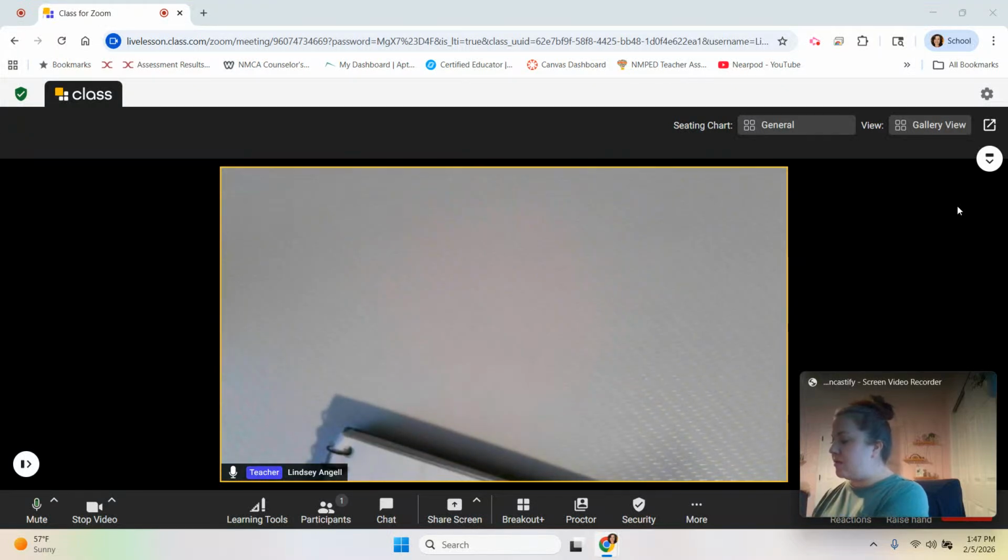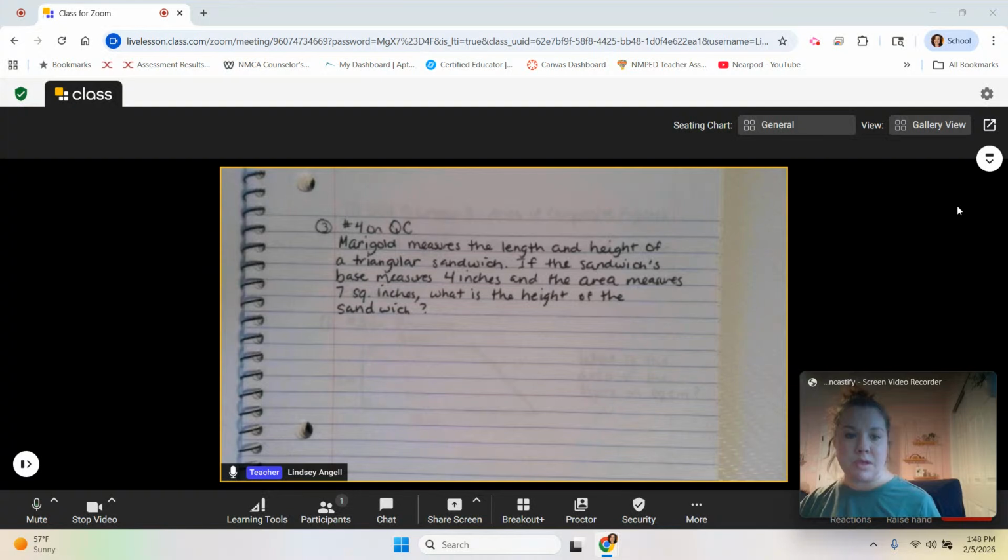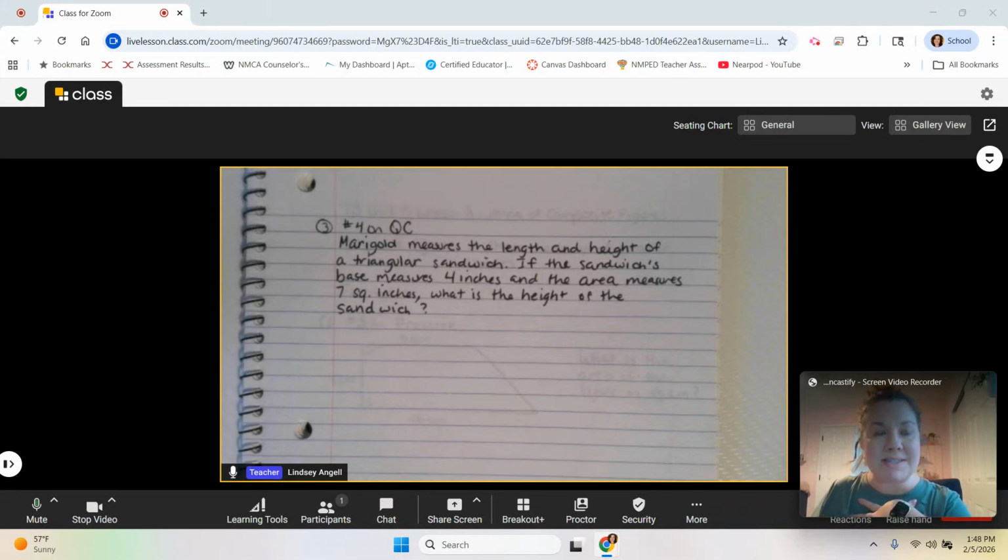All right, one more. This is number 4 on your quick check. Marigold measures the length and height of a triangular sandwich. If the sandwich's base measures 4 inches and the area measures 7 square inches, what is the height of the sandwich? What a funky question, right? That's such a silly example that they are asking of us, but that's okay.